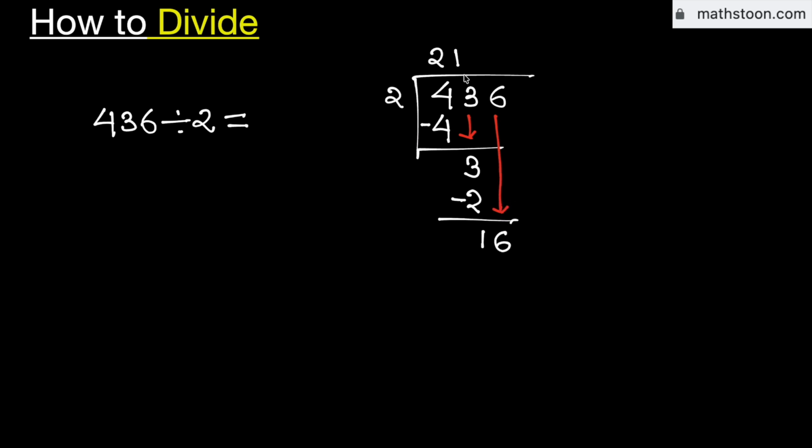And we know that 2 times 8 is equal to 16. Subtract, we get 0. As we get the number 0 and we have no number to bring down here, we will stop. Therefore, 436 divided by 2 is equal to 218. And this is our final answer.